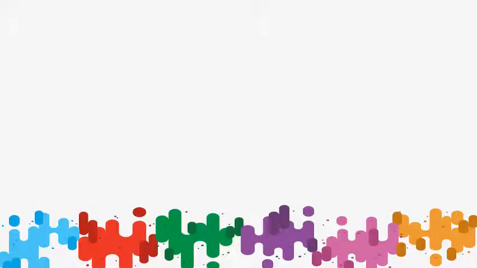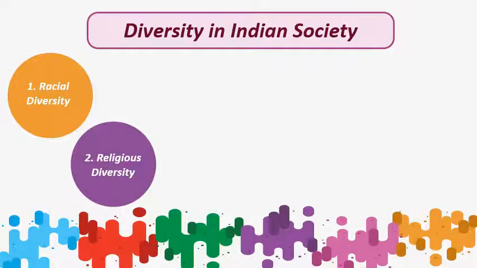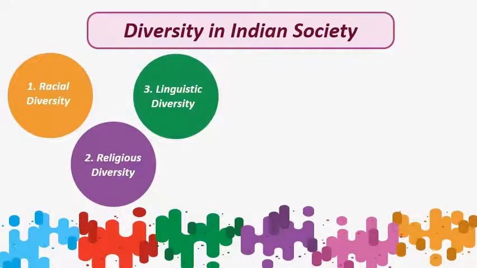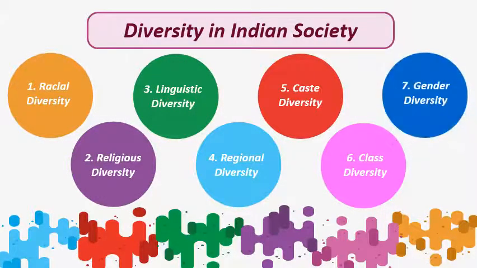Indian society is a land of various types of diversities. The dictionary defines diversity as variety or different. We will discuss in this part the most powerful sources of diversity in Indian society. That is, number 1, racial diversity. Number 2, religious diversity. Number 3, linguistic diversity. Number 4, regional diversity. Number 5, caste diversity. Number 6, class diversity. Number 7, gender diversity.